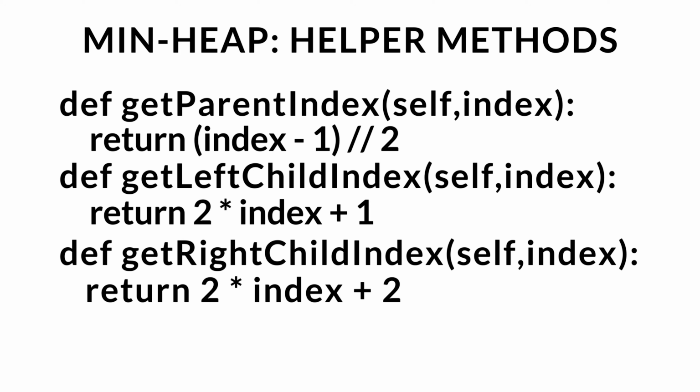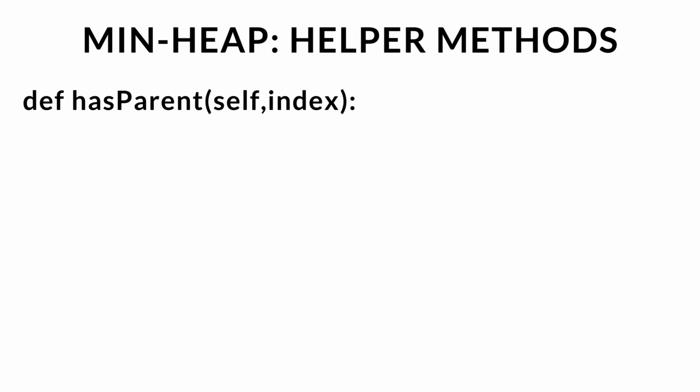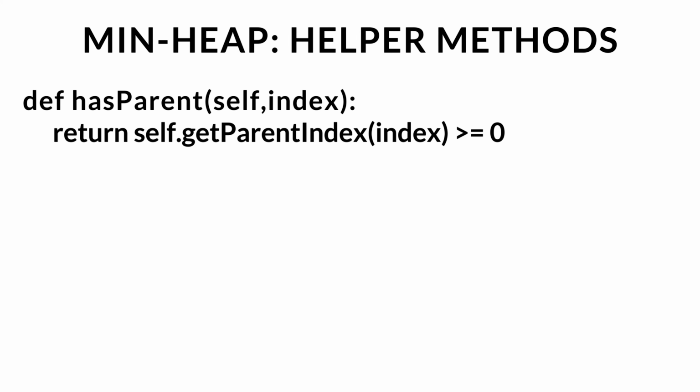Next, we'll have to define some more helper methods, this time checking to see whether or not a node has a parent, left child, or right child. So our hasParent method will return a boolean, and we'll have an index param. The index being the node that we want to know whether or not has a parent. So we'll return a boolean based on whether or not the parent index is greater than or equal to 0. If it is greater than or equal to 0, it has a parent.